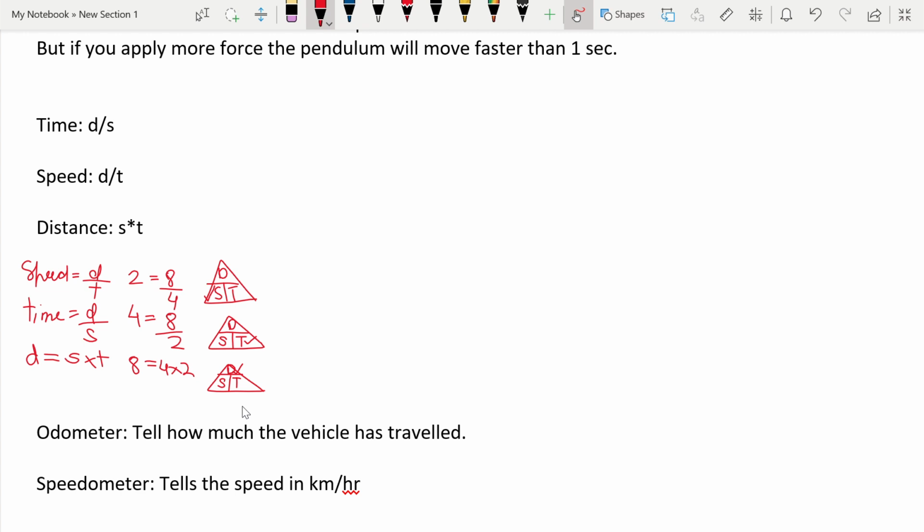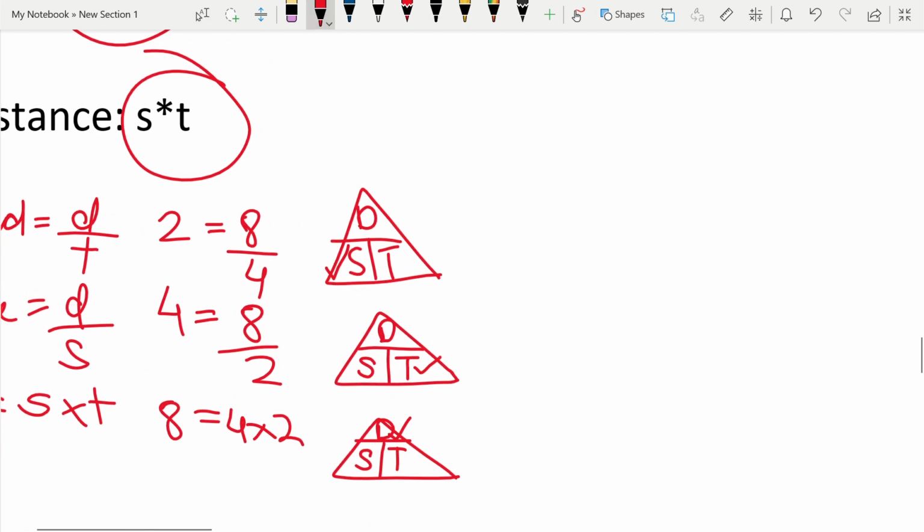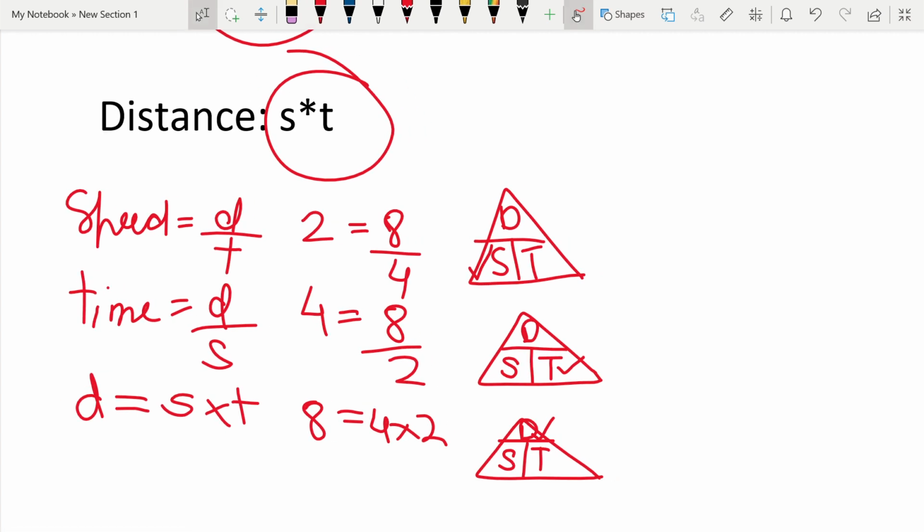Time is equal to distance by speed. Speed is equal to d by t, and distance is equal to s times t. Now, let's zoom in to see what I've done here. We have written the same formula right here, but we have got a triangle here.